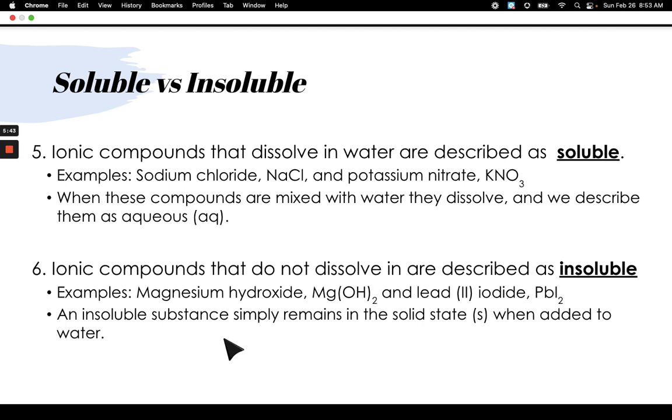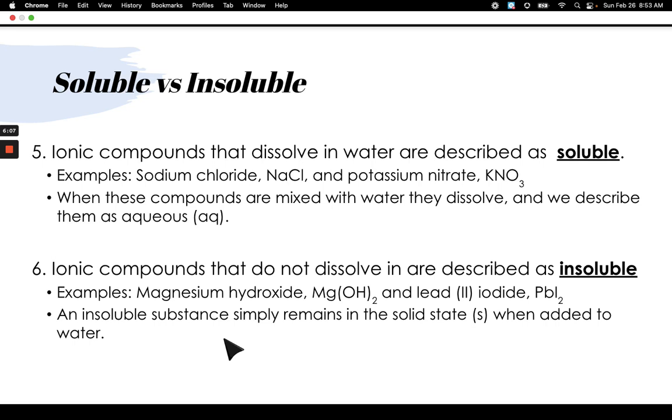Ionic compounds that dissolve in water are described as soluble. So you all know sodium chloride, salt, dissolves in water, dissociates. So an example of an ionic compound that dissolves in water is sodium chloride, or another one would be potassium nitrate. We're going to learn how we know this in a couple of slides. When these compounds are mixed with water, they dissolve, and we describe them as aqueous.